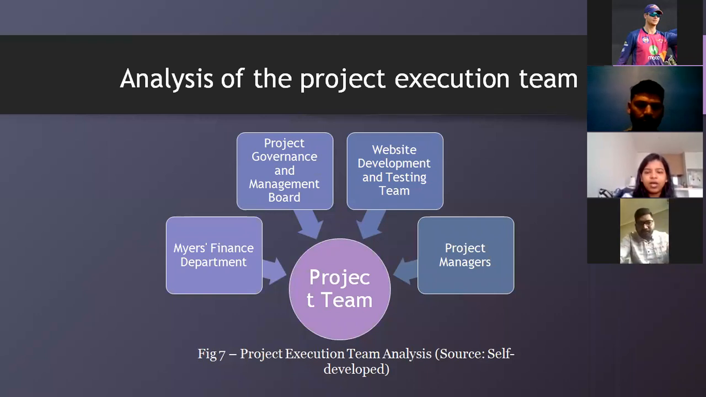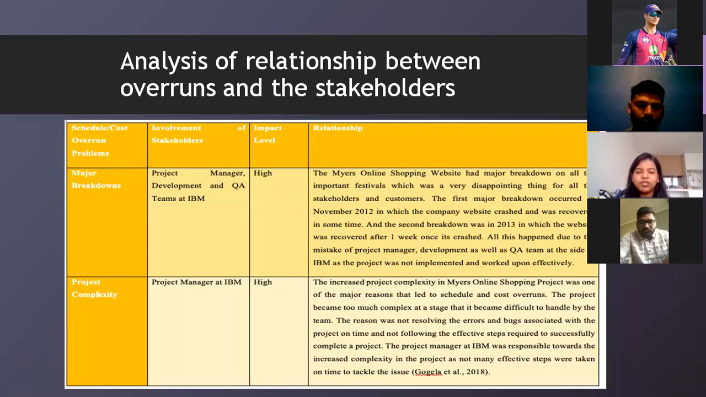Coming to the analysis of the relationship between overruns and stakeholders. The main reasons for this are the project mismanagement, communications and coordination problem, and technical issues. Coming to project mismanagement, both the project managers didn't take an effective role and didn't take the updates regularly, which led to the failure of the project.